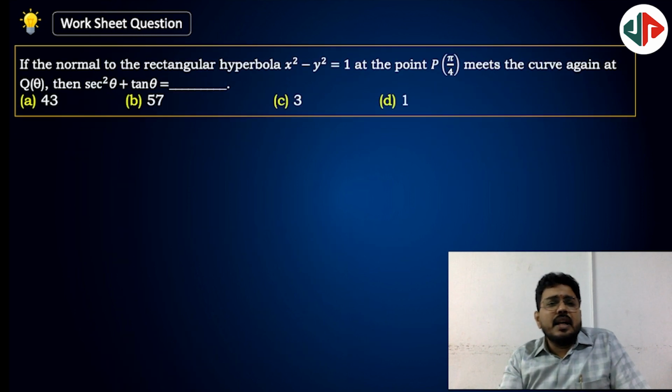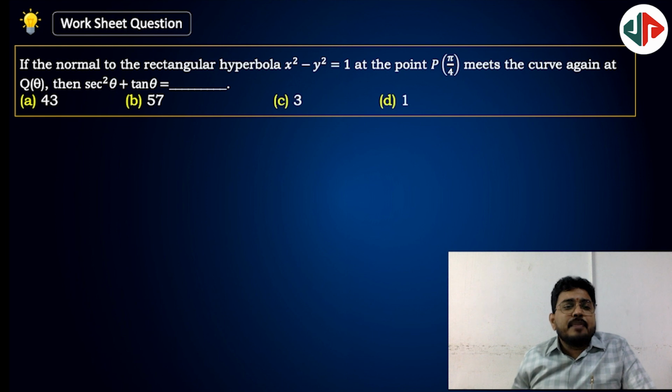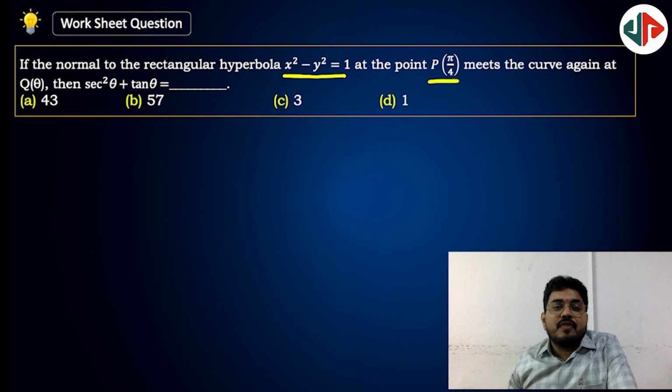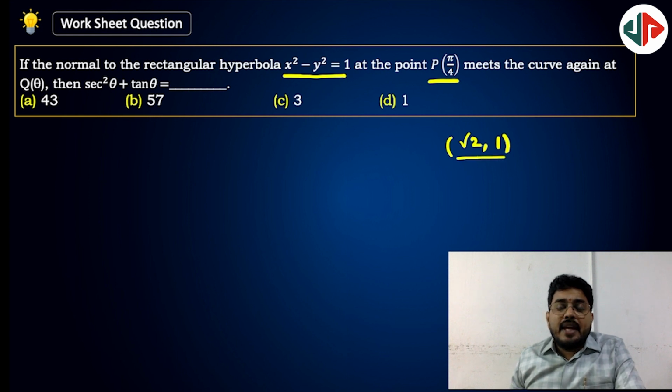If the normal to the rectangular hyperbola x square minus y square is equal to 1 at pi by 4, at pi by 4. So what is this point? a secant theta, a is 1, so secant theta is root 2 and b tan theta is 1. So now the normal at this point meets the curve again at this. What is the value?